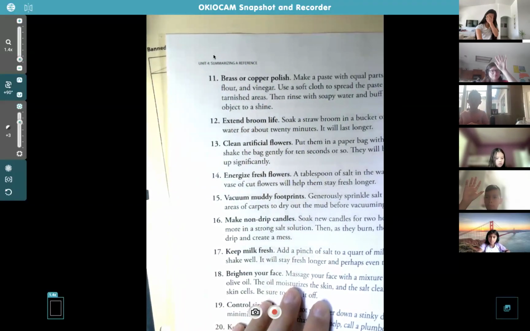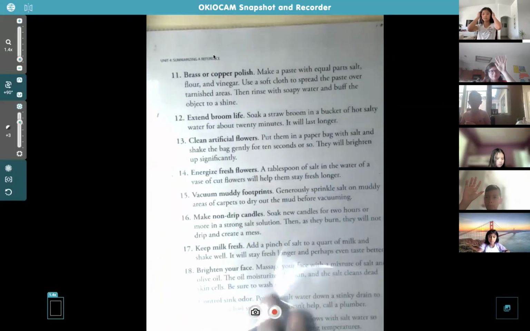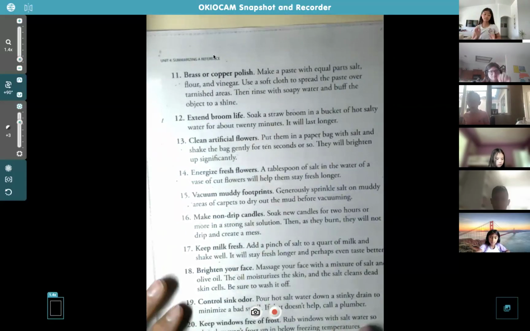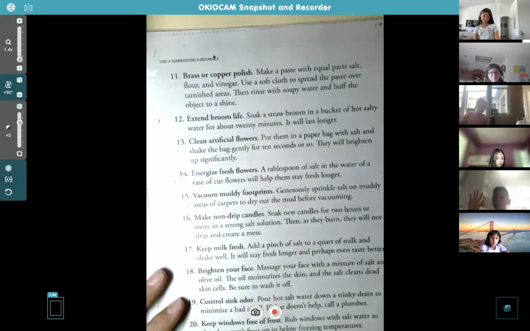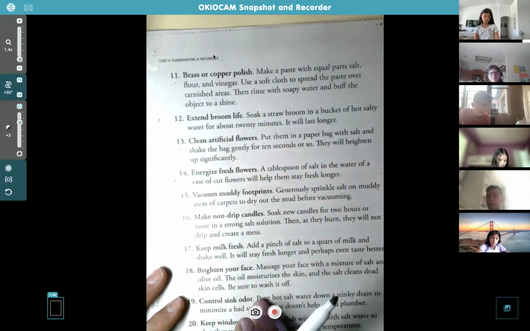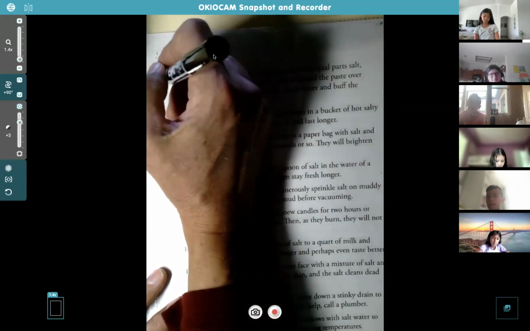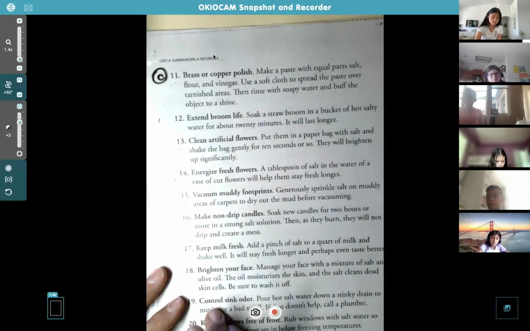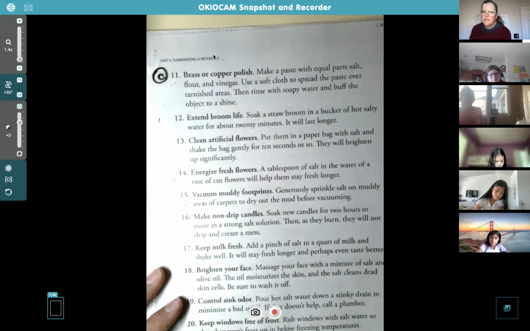Brass or copper polish. This is number 10. Make a paste with equal parts salt, flour, and vinegar. Use a soft cloth to spread the paste over the tarnished areas, then rinse with soapy water and buff the object to a shine. This is going to be cleaning, so let's put C for cleaning. It's a type of metal.